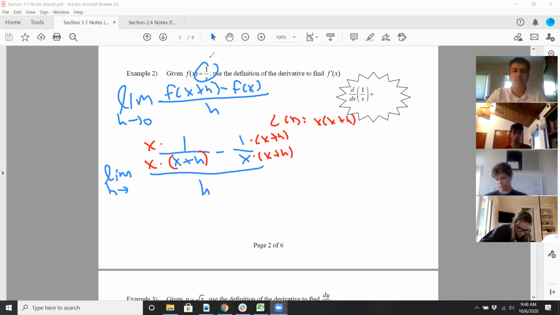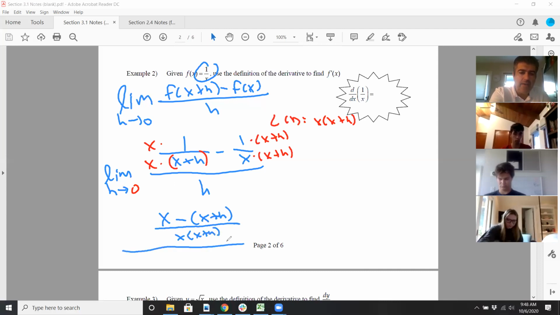Okay, so you guys should be getting this. Up top is going to be x minus parentheses x plus h. The bottom would be x times x plus h. And then all that is over h, which I'm going to write as h over 1, because h by itself is h over 1. Anything by itself is always over 1. We know this.